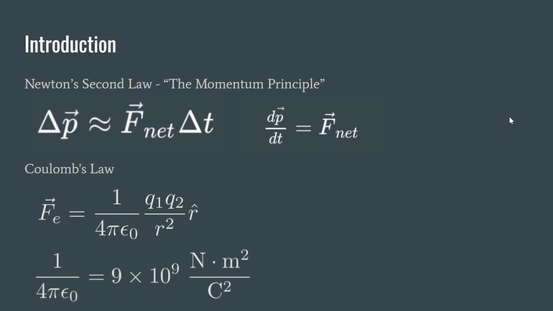To begin, we must open with Newton's second law, the momentum principle, which explains how a change in momentum is directly caused by a net force over some given period of time, as well as Coulomb's law, which explains the electric force on an object due to charges present, along with Coulomb's constant, 9 times 10 to the 9th newton meters squared per coulomb squared.